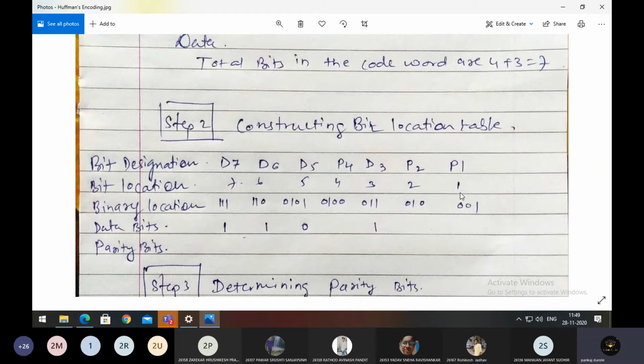Now here we can observe that the parity bits are at the location 2 raised to x. So 2 raised to 0 is 1, 2 raised to 1 is 2, 2 raised to 2 is 4. So in this particular case we can understand that this is the first, second, third, fourth, fifth, sixth, seventh location of a data byte. So at the first, second and fourth position the parity bit will be there, and on third, fifth, sixth, seventh the data bit will be there.